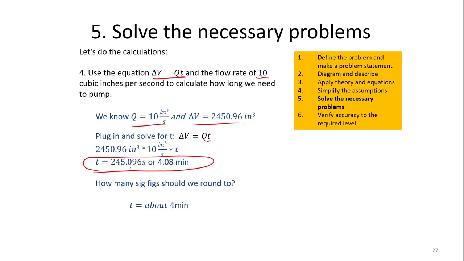And in this case, if we care about significant digits, we would recognize that we only have one significant digit in our flow rate. So our time would be expressed with one significant digit. We would say that it takes about 4 minutes in order to inflate the balloon.